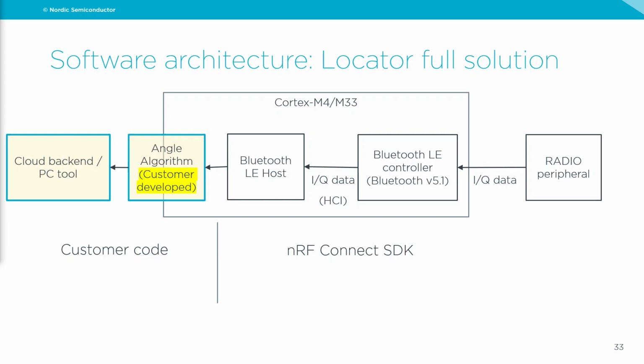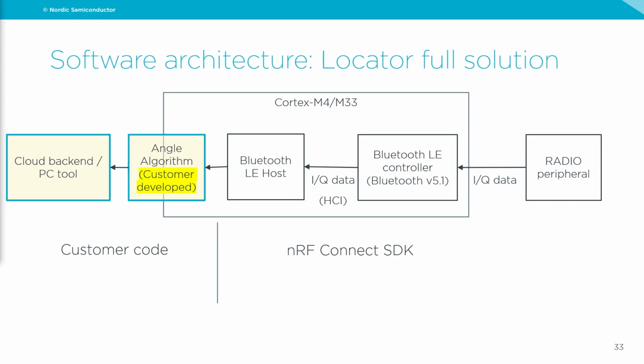So if you're looking at this one, this is a software architecture for a locator on the full solution. You will have the radio peripheral that will give the IQ data into the Bluetooth LE controller, and that will push these data over HCI up to the LE host. And then you need to have the angle algorithm, which has to be customer developed or third-party developed. And then you will have a cloud backend or a PC tool or whatever, to look at the data.